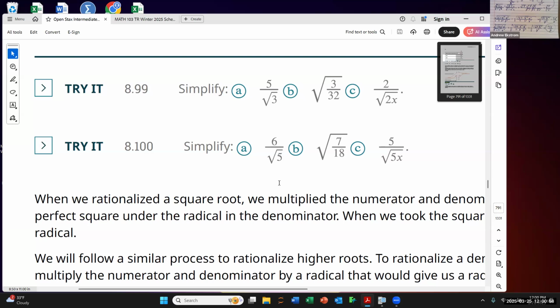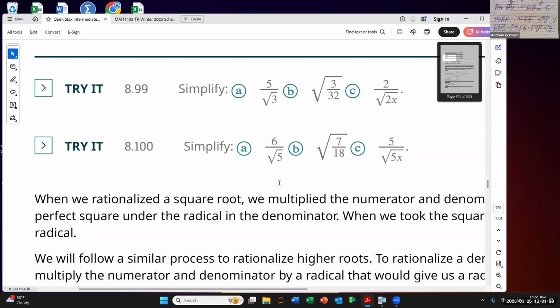Looking at C, 2 divided by square root of 2x. Multiply numerator and denominator by square root of 2x. Your new denominator will become 2x. The numerator is 2 times square root of 2x. You then have 2 in the numerator, 2 in the denominator that cancel out. Square root of 2x divided by x.